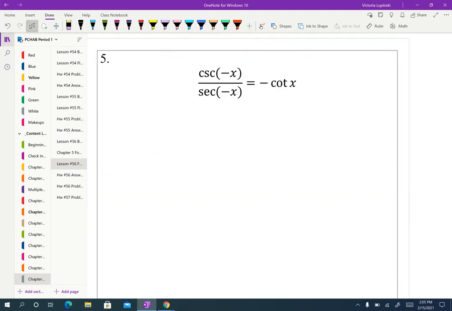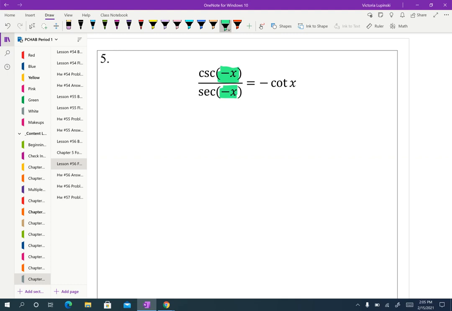All right, a couple problems to go here. On the left side, we have the cosecant of negative x divided by the secant of negative x equals the negative cotangent of x. Now, when you see something inside of the function, like a negative or a pi over 2, I know those can look a little scary, but the truth is those are sometimes the easiest proofs to do because there are only a handful of formulas that you can replace them with.